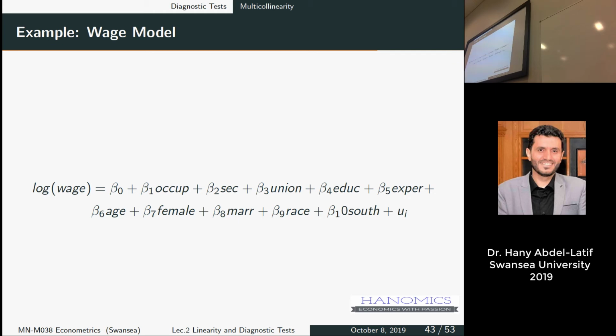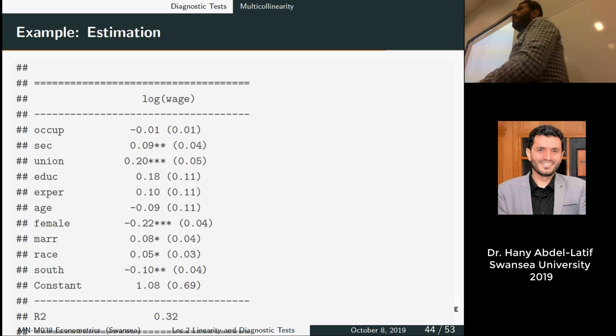From theory, we understand that if you have more years of education, you should earn more. If you have more experience, you should earn more. If you are older, you should probably earn more again. Of course, this would also differ if you are a member of a union, or by sector, or by the type of occupation you work in, or whether you live in the south or north. So these are other variables that can explain wage. When we estimate this model, these are the results.